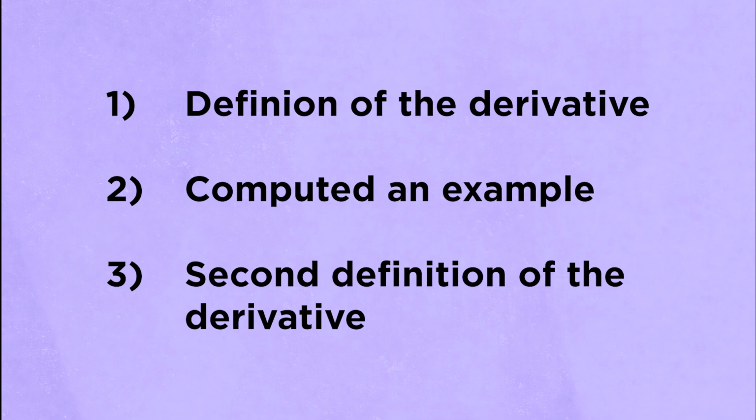That's all for today, folks. Today we define the derivative of a function at a point to be the limit of the slopes of secant lines. We saw an example of this in action, and also an alternate formulation of the definition.